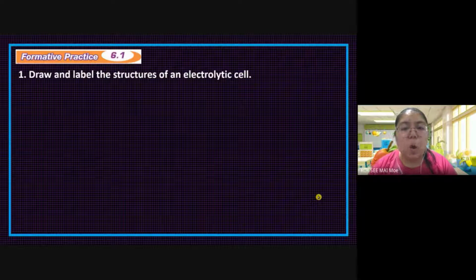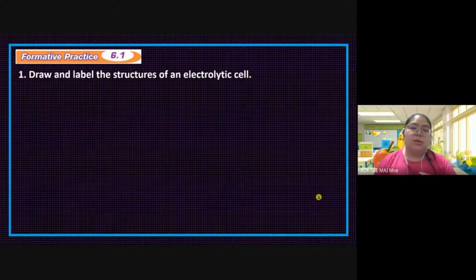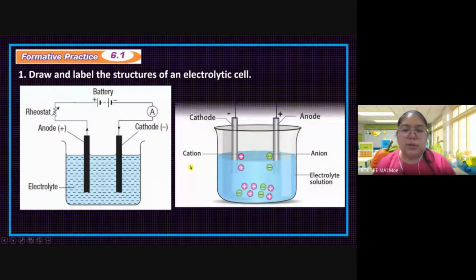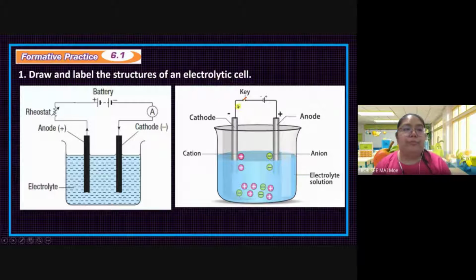So this one is the whole structure of the electrolytic cell. So you need to draw like this. Okay, you want to put a rheostat or ammeter is up to you. Important, must have the battery. Then you must have the 2 electrodes, anode and also cathode, then electrolyte. So you can draw like this also can. Okay, this one is a diagram with labels of the electrolytic cell. This one is question number 1.